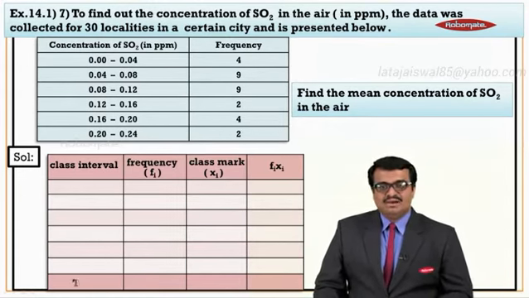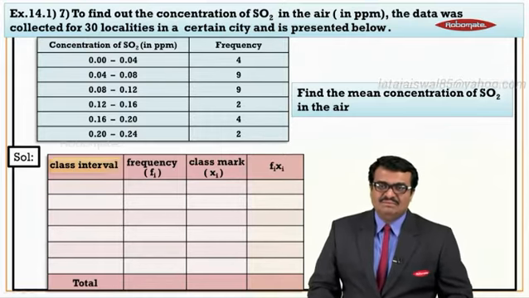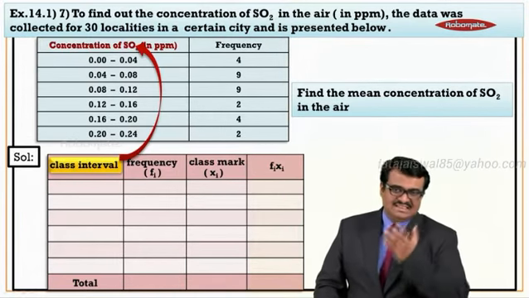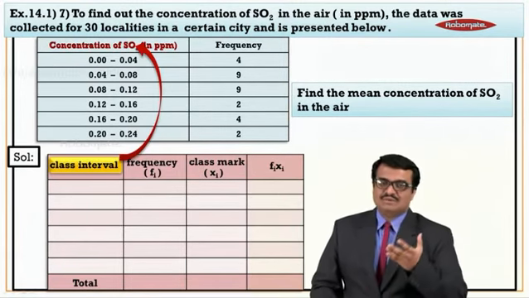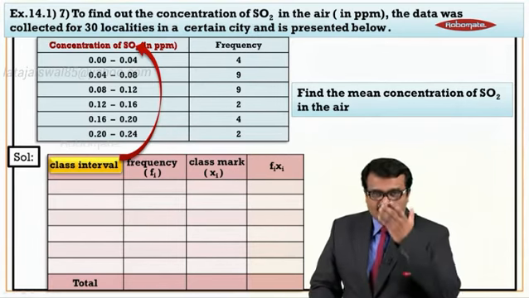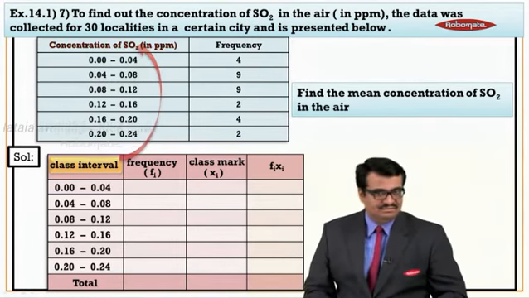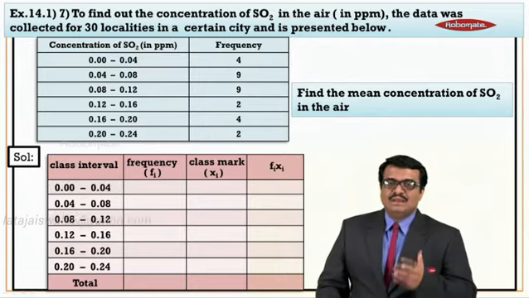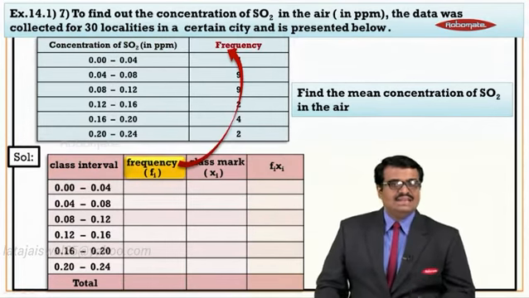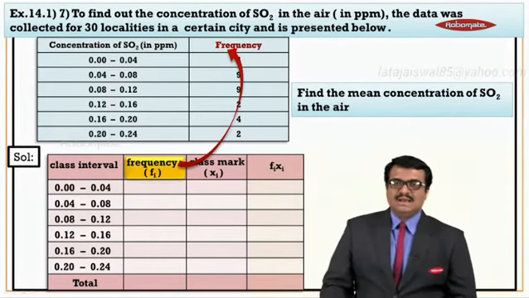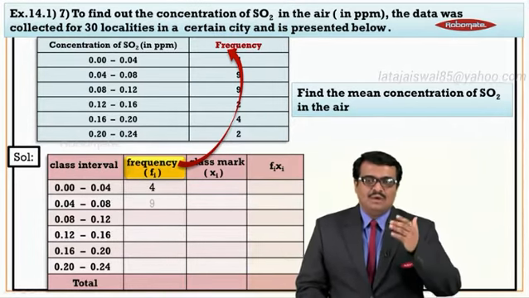So first column, class interval, is nothing but the classes that are given to you. In this sum, it is concentration of SO2 in ppm. The classes will be copied one below the other. The second column is frequency Fi, and this frequency Fi is nothing but frequency that is given to us in the sum. So that also will be copied one below the other.